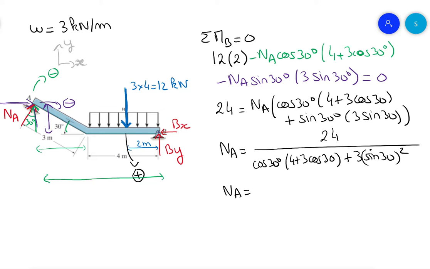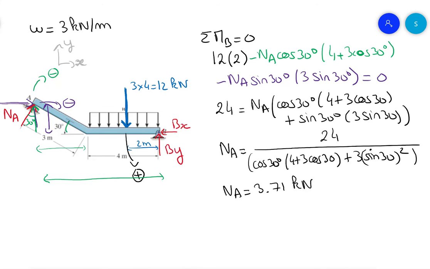So we got NA. Let's plug everything in the calculator. 24 divided by, don't forget to add your parentheses there on your calculator. Cosine 30 times 4 plus 3 cosine 30. Take your time to not make any mistake. Plus 3 times sine 30 times sine 30. That's it, 3.71 kilonewton. That's for NA.